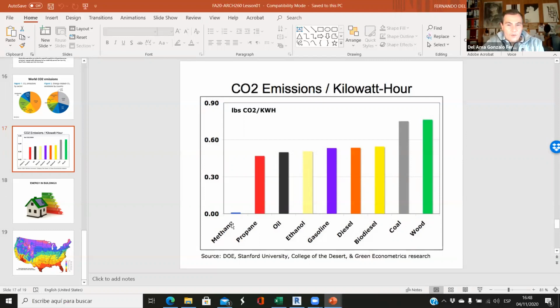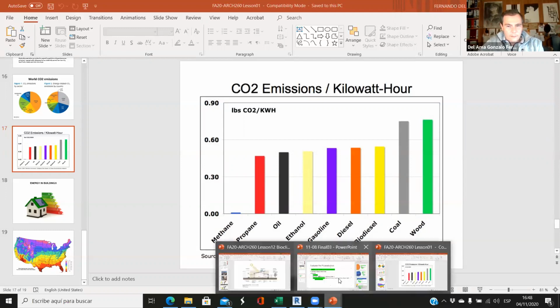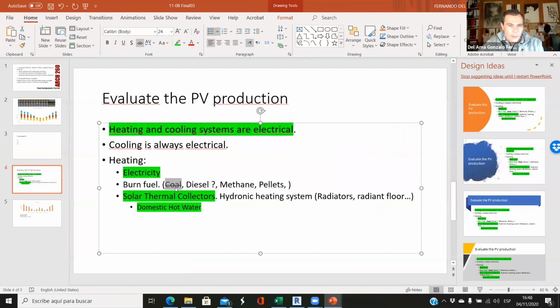Anyway, we have two options. Diesel, well, we have three options. According to this, coal is not an option. Then methane is a good option in terms of CO2 emissions. What about the diesel? Well, I wouldn't do that. I wouldn't replace a coal boiler with a diesel boiler. It doesn't make any sense. If I find a diesel boiler, I would try to replace it by one of those because it's more efficient.